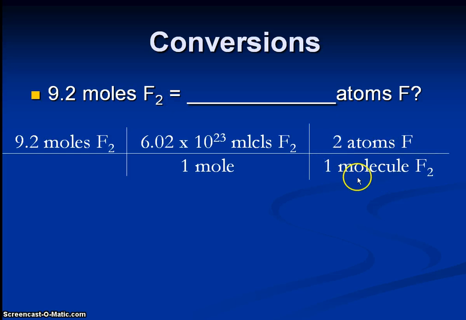This extra step you only have to do if I ask you for atoms and I give you something that's bigger than 1 atom. So you don't always have to do this. It's just if I ask you for atoms and give you something bigger than 1 atom. So 9.2 times 6.02 times 10 to the 23rd, and then times 2 atoms.